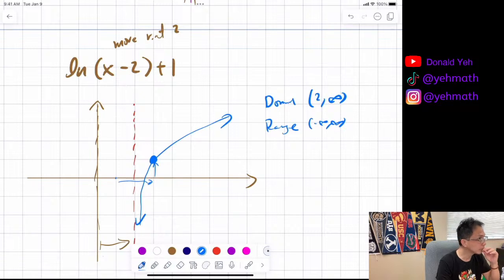Why is the x-intercept at 3 instead of 2? The x-intercept is not at 3. The x-intercept is somewhere between 2 and 3. It's somewhere here. I don't know where that is; you need a calculator to figure it out. Okay, so you guys know how to graph natural log, right?